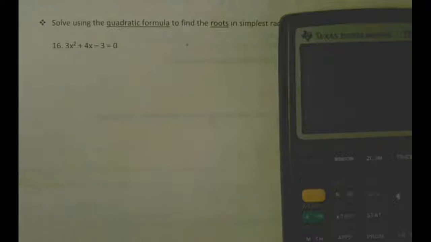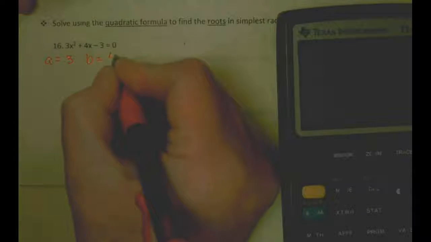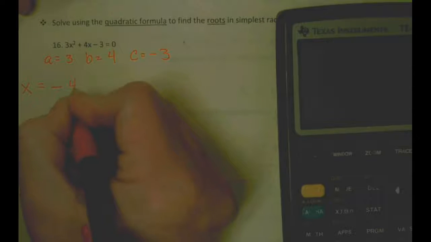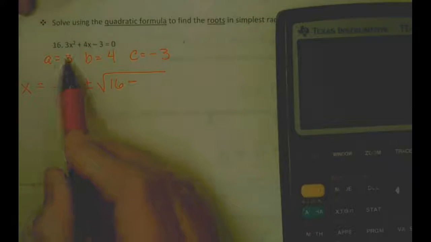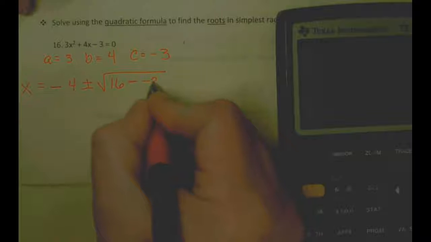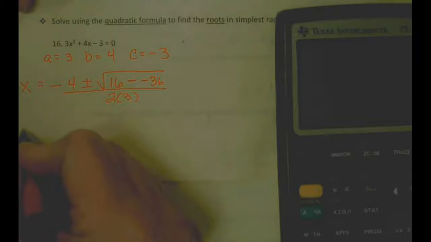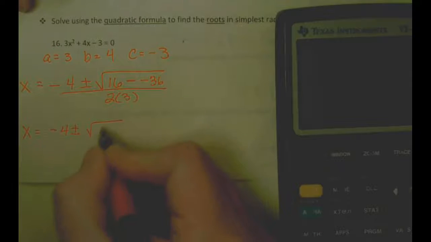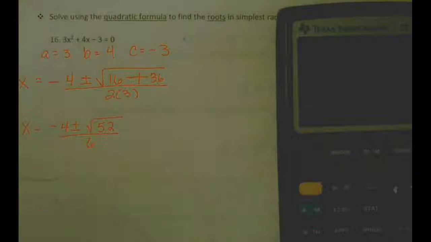Problem number 16 on the Part 1 review. Solve using the quadratic formula. x equals minus b plus or minus the square root of b squared minus 4 times a times c, all divided by 2a. That would be minus 4 plus or minus the square root of, minus and minus would make that a plus, 36, so 52 divided by 6.